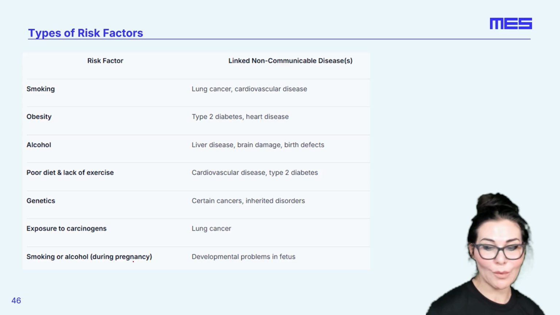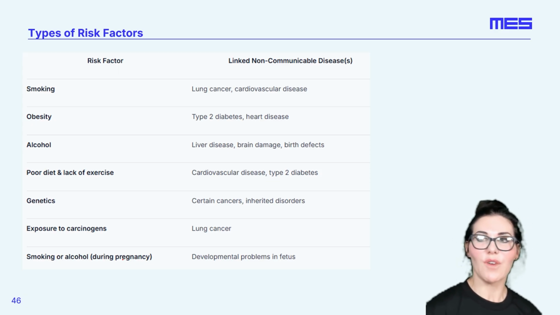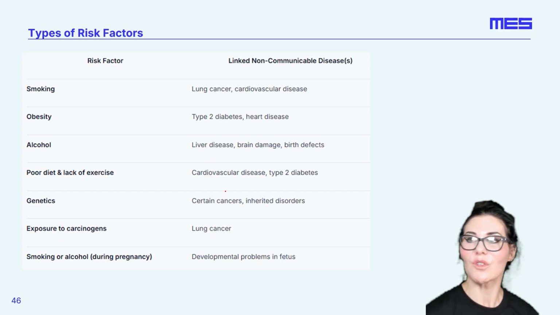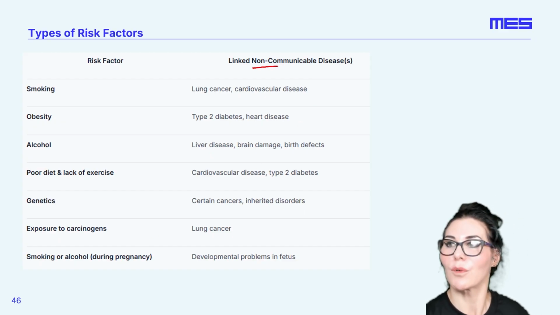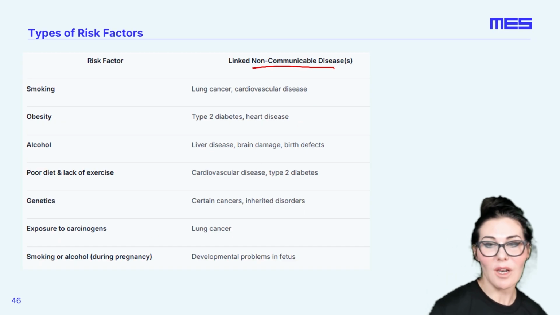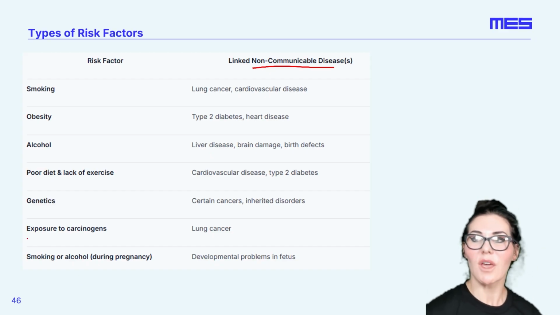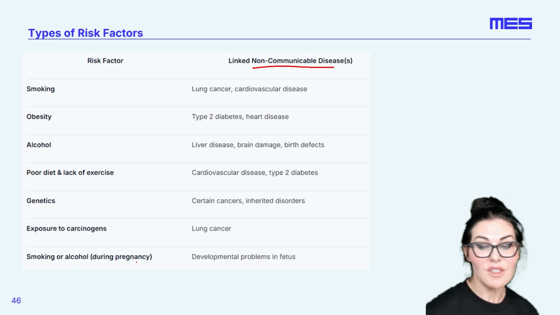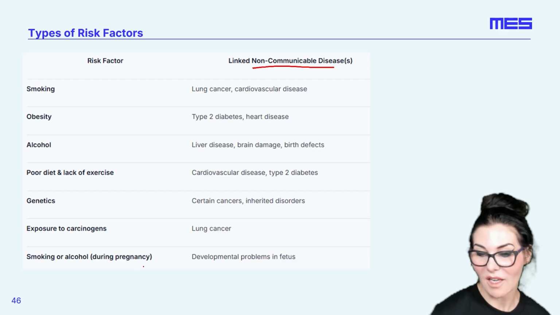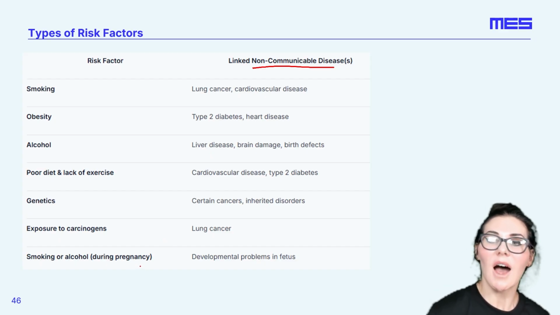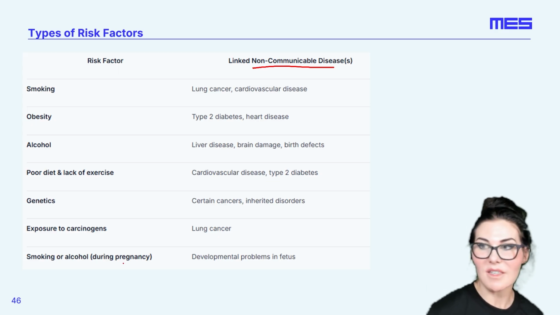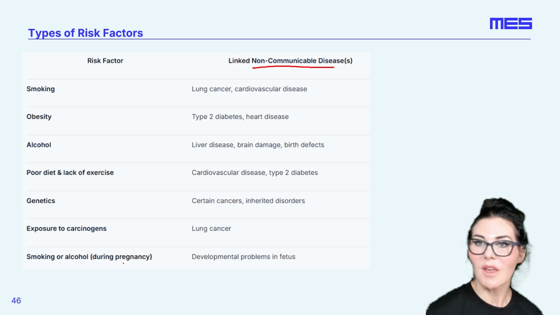Let's look at some examples. Types of risk factors and what disease they're linked to, and we're talking non-communicable diseases here, the ones that you develop, you can't spread. Smoking, the obvious one, is cancer. That can also give us problems with our cardiovascular disease, CVD, sorry. And obesity, too much sugar in our diet and too much fat in our diet is linked to diabetes and also heart disease.